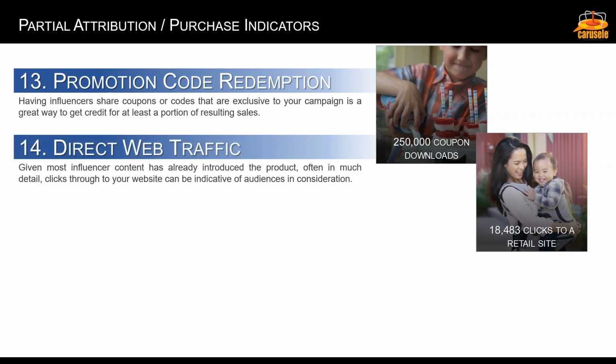Moving on to number 14, direct web traffic. So we build some of our campaigns designed to drive traffic directly to the website. So there's a lot of optimization of the content to pushing people directly to the website. Obviously, how many people did we send to the website? In this case, we sent over 18,000 clicks for a baby carrier to Bye Bye Baby, a website we don't control.